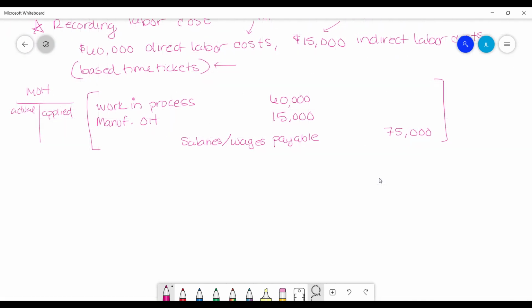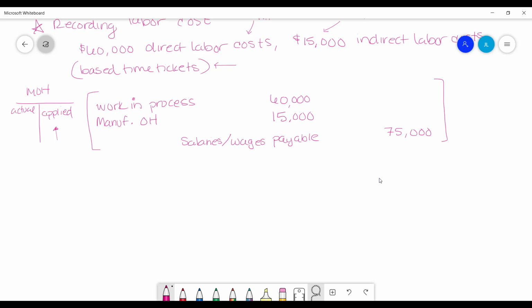Now, as the period goes on, we'll know what some of these actual overhead amounts are. We don't know what the actual overhead is going to be at the beginning of the period, right? But we might find out what these actual overhead costs are as we go. But we won't know what the total actual manufacturing overhead is until the end of the period. That's why as we work on jobs, we apply overhead to them until we actually know what the actual amount is at the end. And again, we'll see how to deal with that.